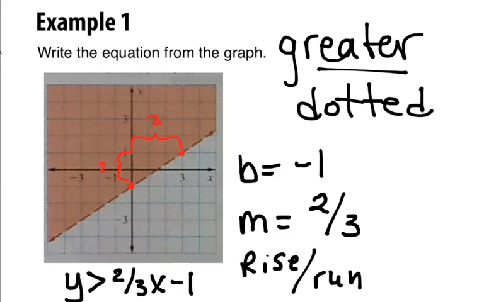Any questions about how? You all said all of the things that were very important to note. You noticed the slope. You noticed the y-intercept. You noticed the fact that it was a line. You noticed the fact that it was dotted and it was shaded above. And that told you every single thing you needed to know in order to write out the equation that went with that. So let's try another one.